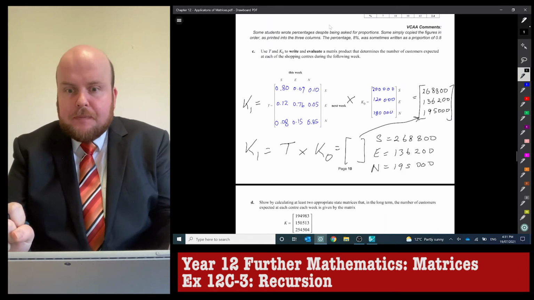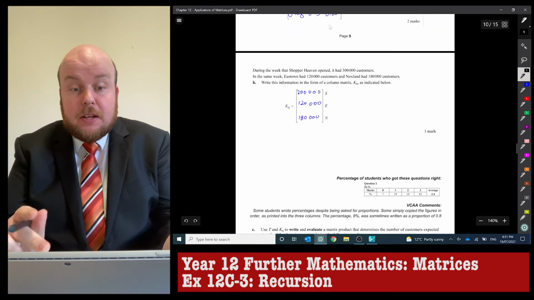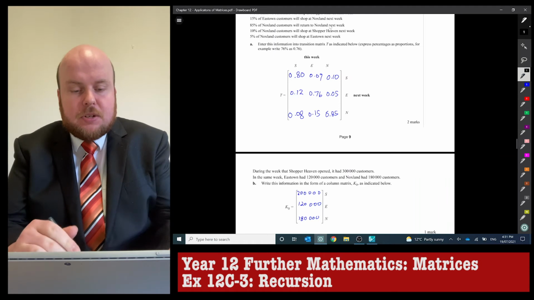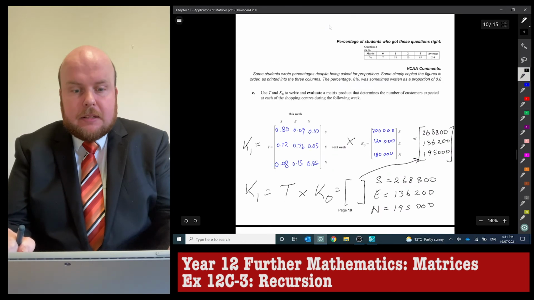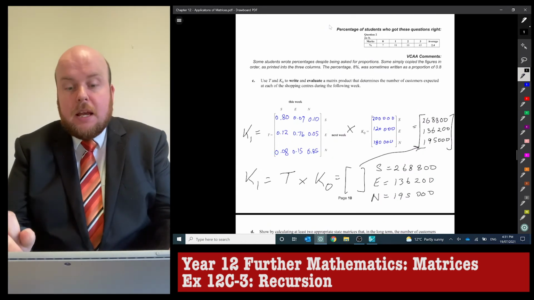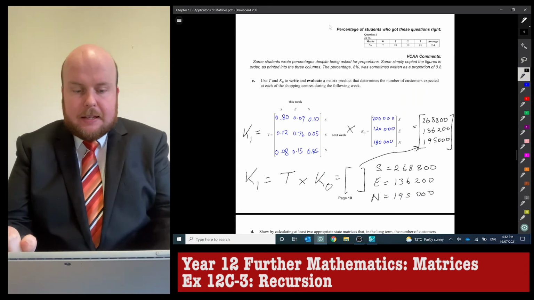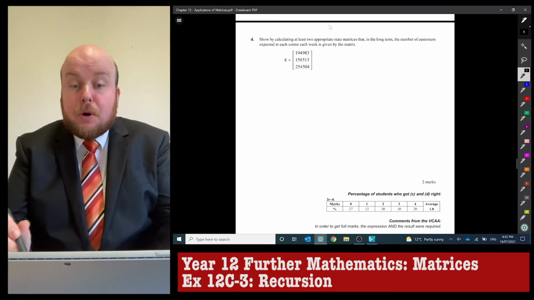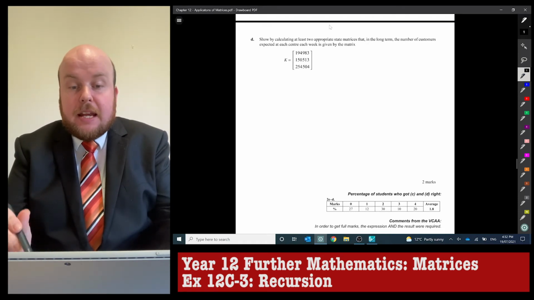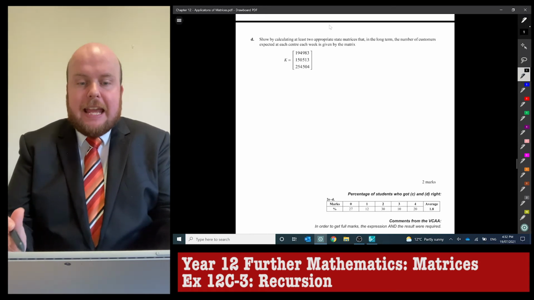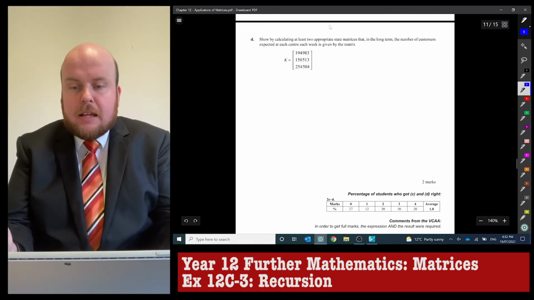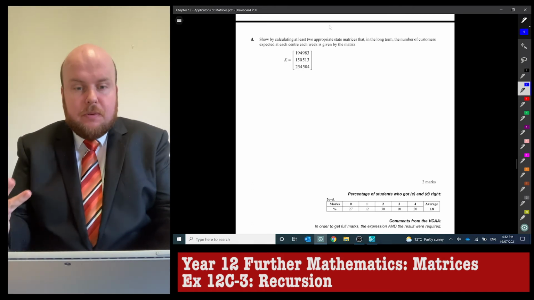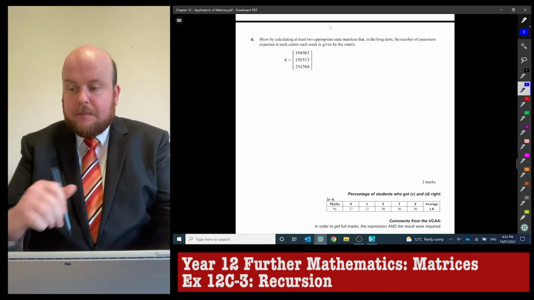Just be careful though. If you're going to write this, you better make sure that you've written T, the transition, and the K naught correctly, or that you haven't written them incorrectly. So just triple check everything you're doing there so that you are not making any mistakes. Show by calculating at least 2 appropriate state matrices that in the long term, the number of customers expected at each centre each week is given by the matrix K equals this. So we're going to need to do 2 multiplications, and essentially what this means is we need to prove that this is the state matrix.